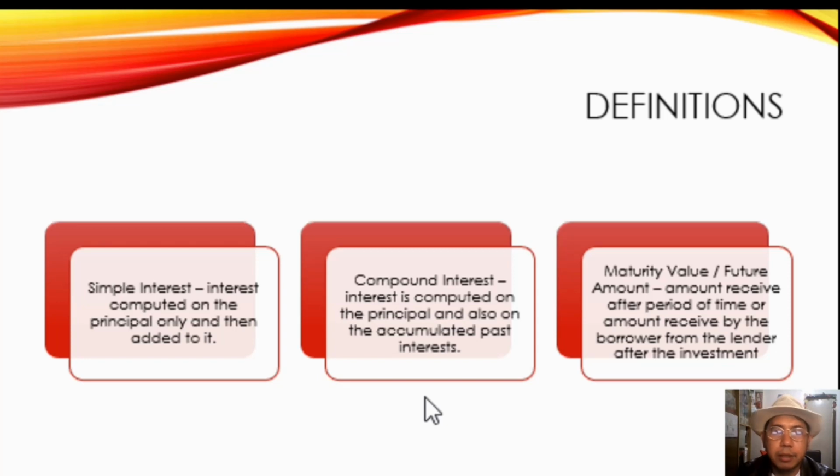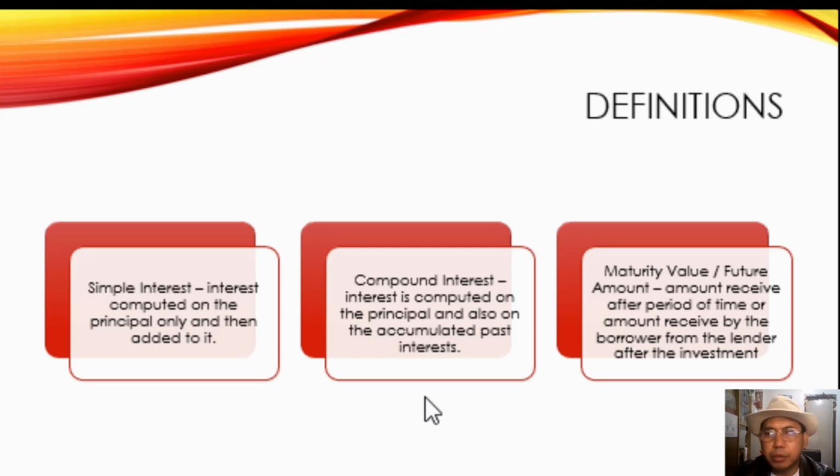What would be the final amount after 1 year? 1,100. So which is better if you are the lending institution? So you have to make use of the compound interest. At least you will be earning more than using the simple interest. So what is the difference? There would be a difference of 10 pesos. Okay? So that is the compound and simple interest.